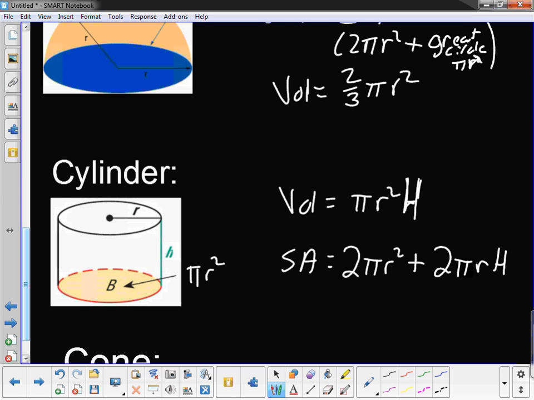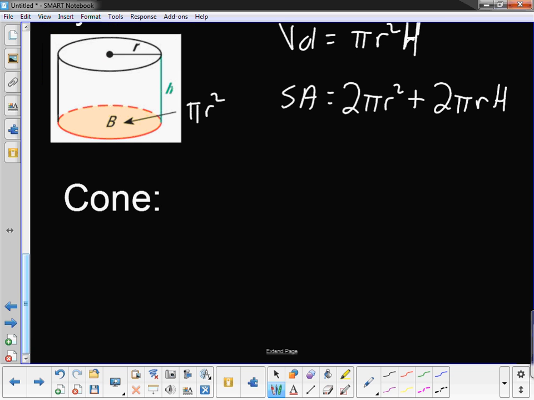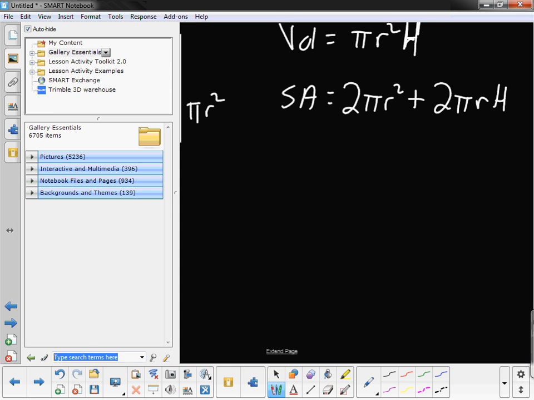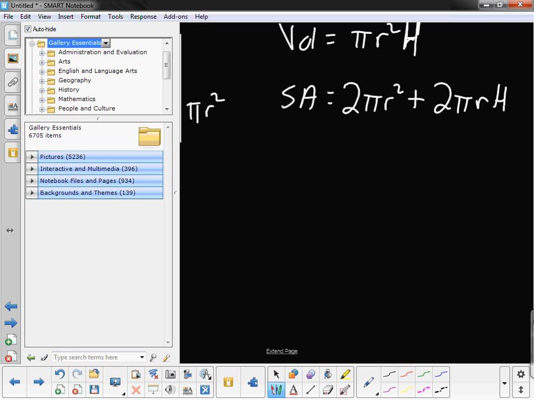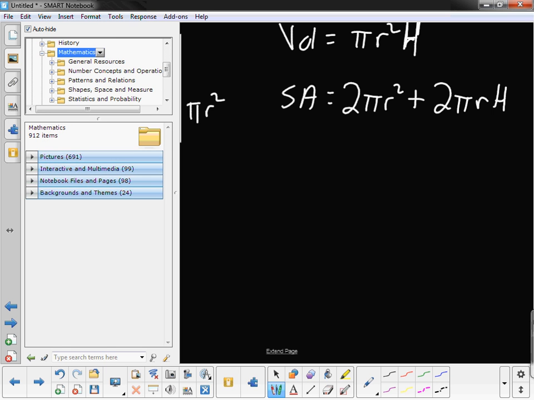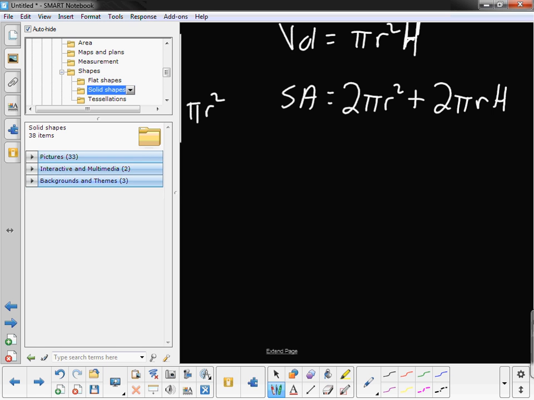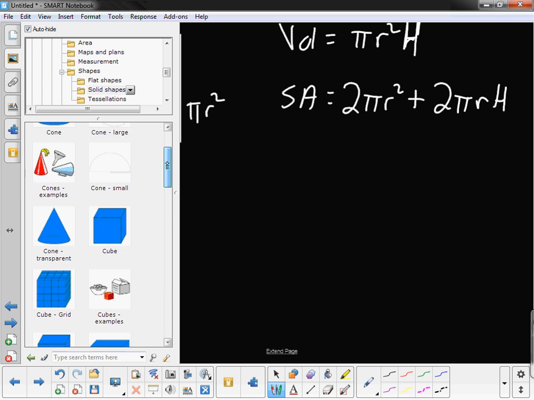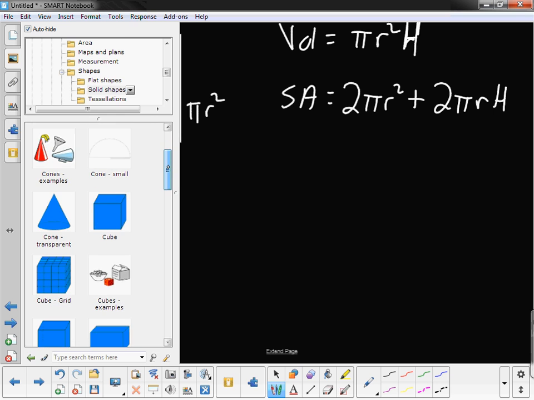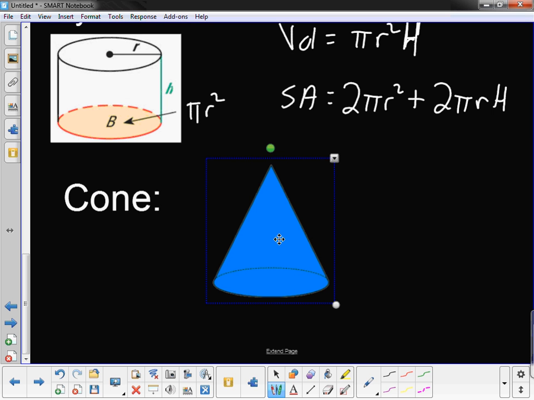And now let's take a look at the next one I have here. I have a cone. Oh, I forgot to bring one in. Let me get one real quick here for us. Shapes. Solid. That's what we want. We want a cone. We want a transparent cone. There we go, that'll work better. Okay, so I have a transparent cone.